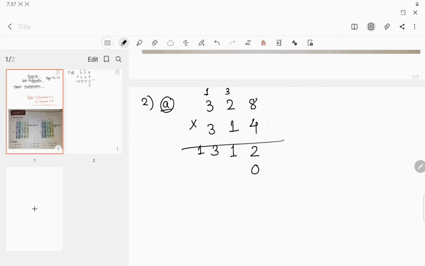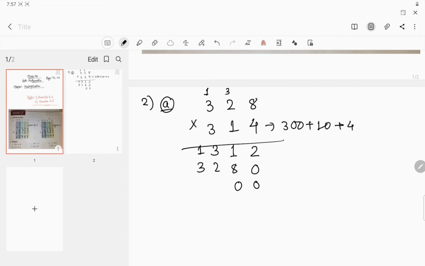So now this number will be treated as 300 plus 10 plus 4. That means now we are multiplying 328 by 10. That's why it will be 0 in the ones place. So 1 8 is 8, 2 1's are 2, and 3 1's are 3. Again, we are multiplying by 300. So these two places will be 0.